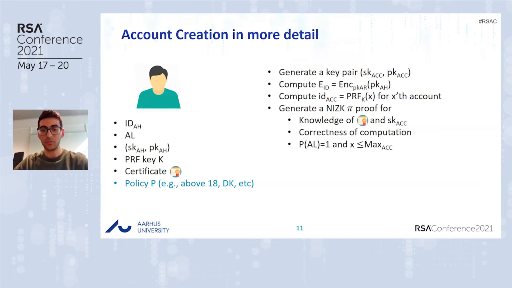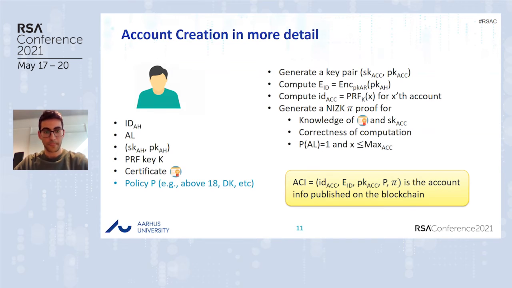So the account holder is not creating more than the accounts that he's allowed to open. And then the account holder publishes this information, which is called account creation information, on the blockchain, consisting of the account ID, EID, the public key of the account, the public policy, and the NISIC proof. And now everyone can publicly verify the correctness, the validity of this account by checking the NISIC proof.